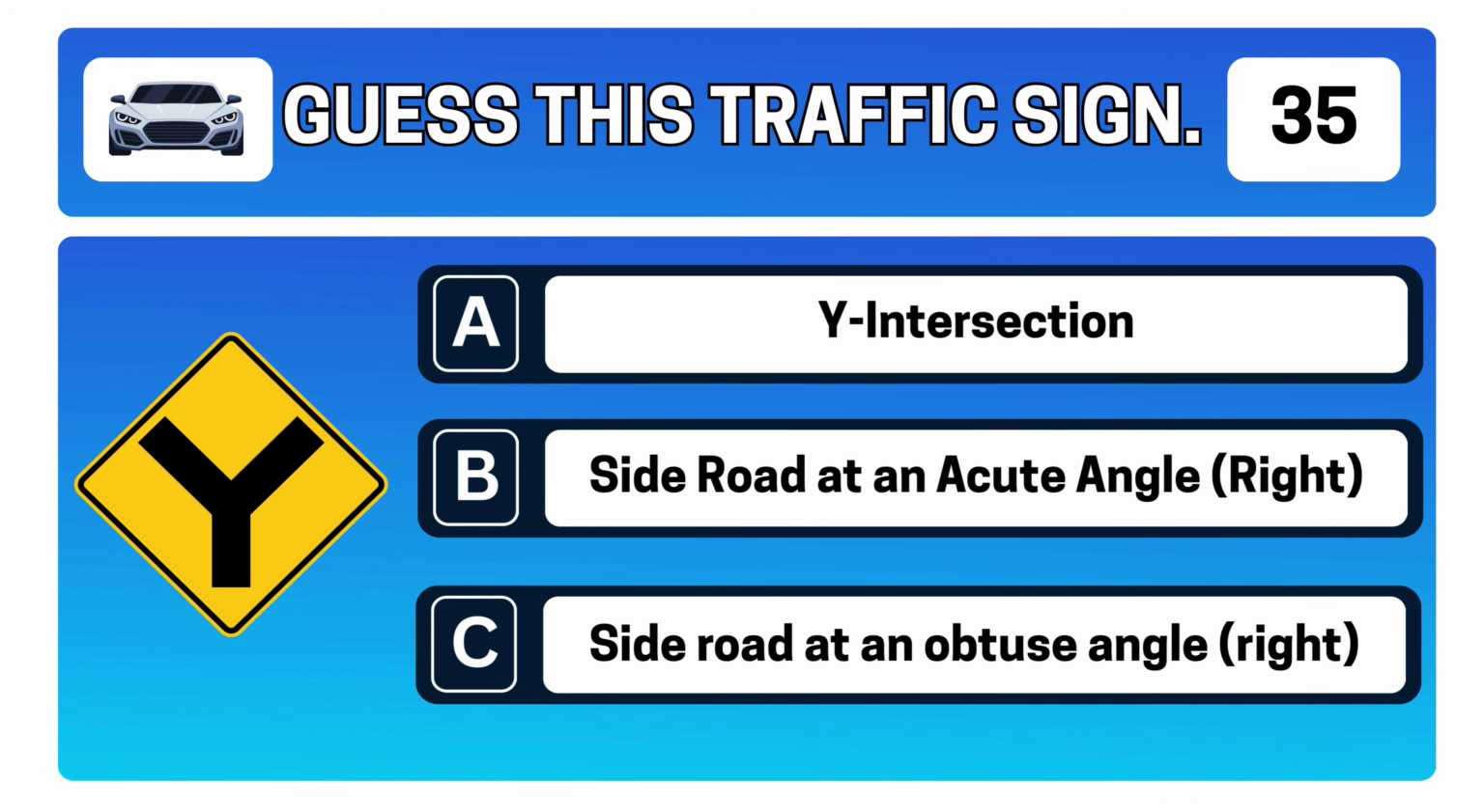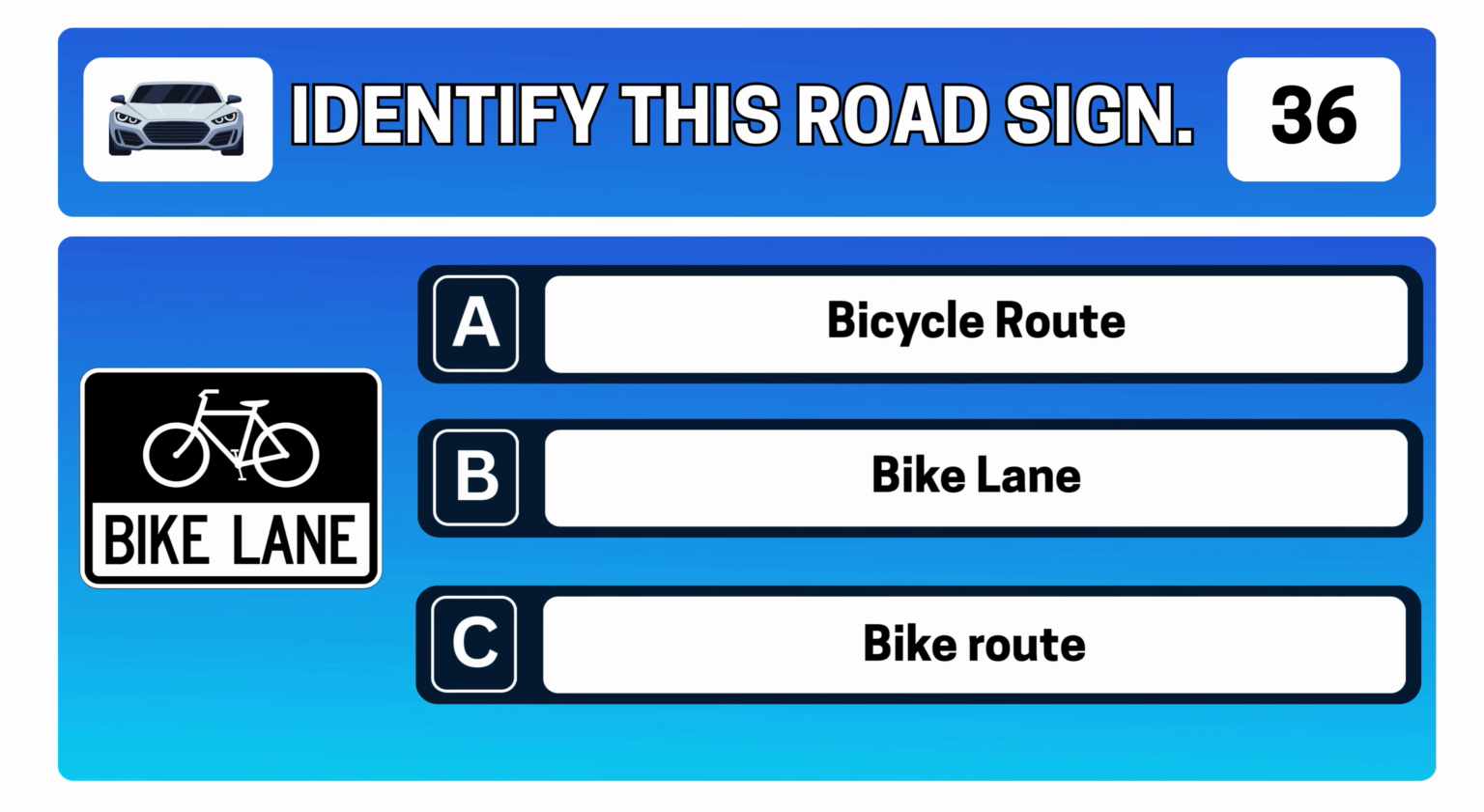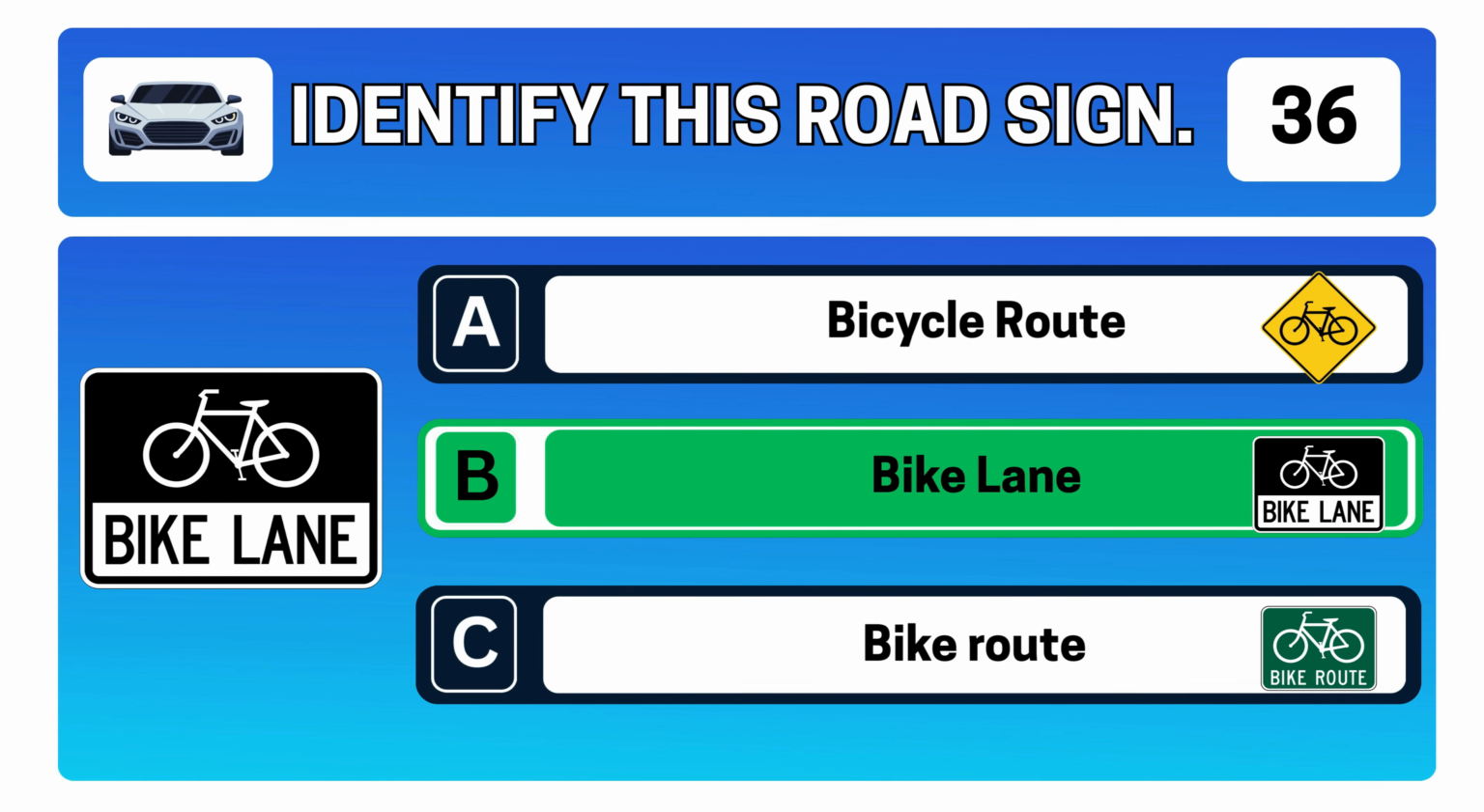Guess this traffic sign. Excellent. It is the Y intersection sign. Identify this road sign. Correct. It is the bike lane sign.